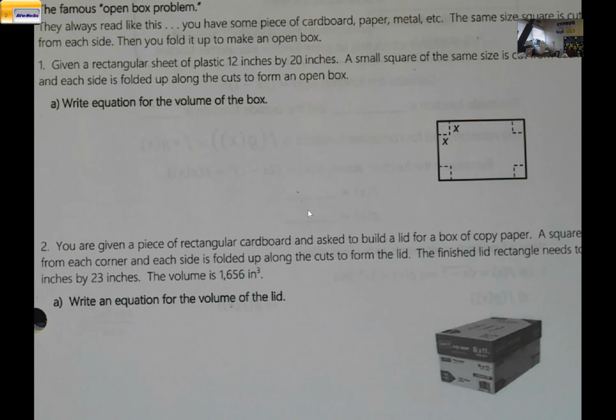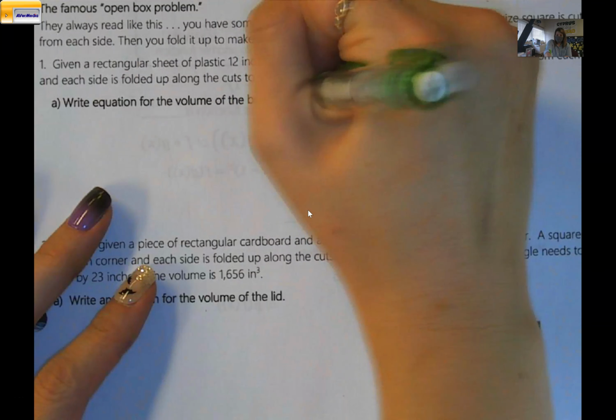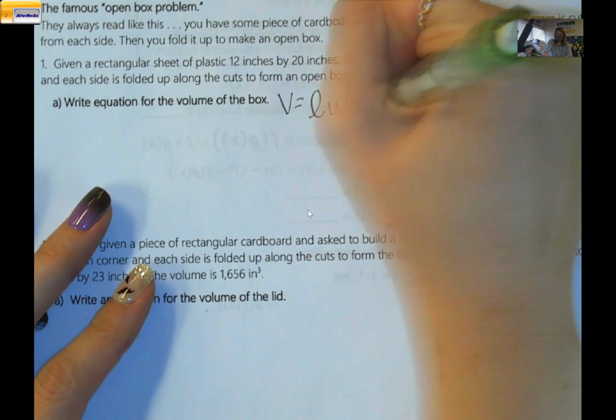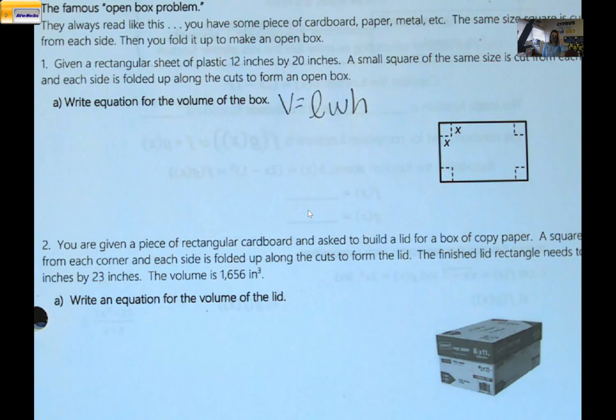So let me grab one really quick so that you know what it is. This is what they mean by open box. So you cut out the square and then you fold up each side and it makes this box with no top. Is that making a little bit of sense? Great. So write an equation for the volume of the box. Well, volume is just length times width times height. So we're not going to let that bother us too much.